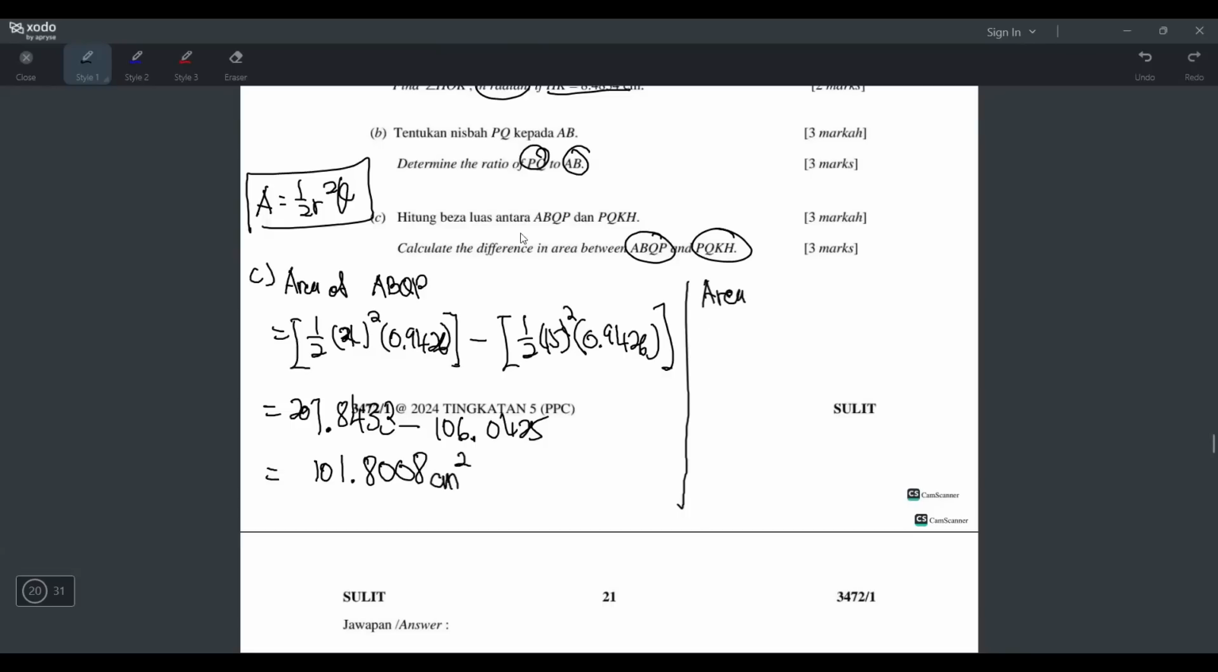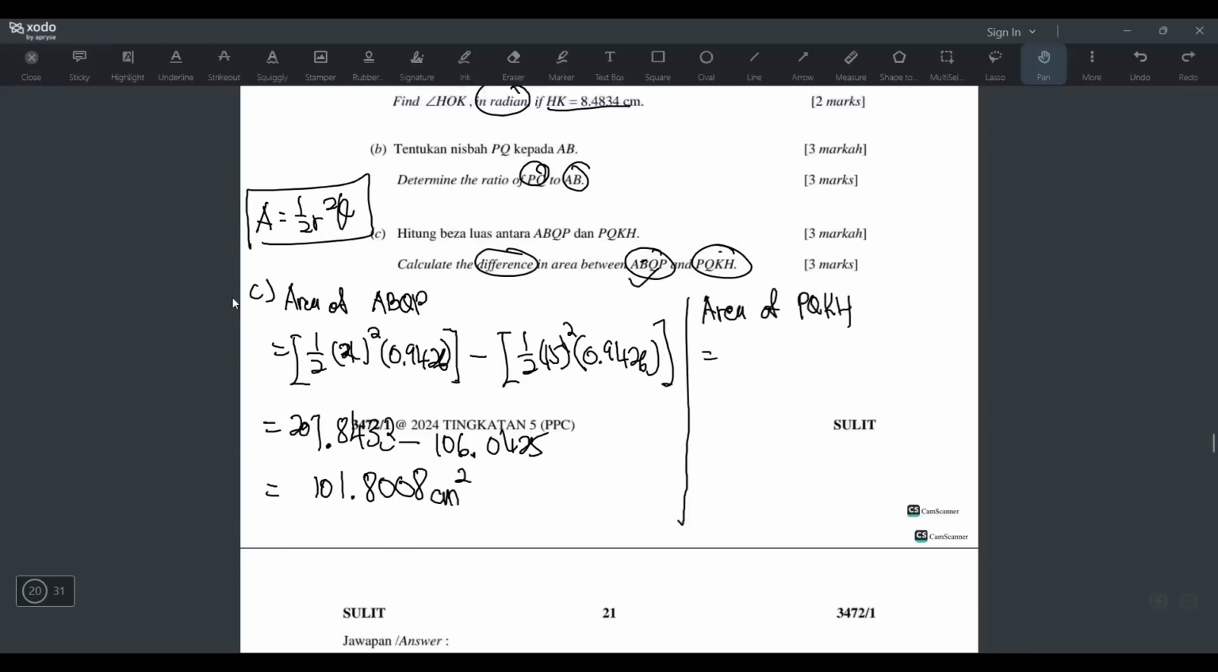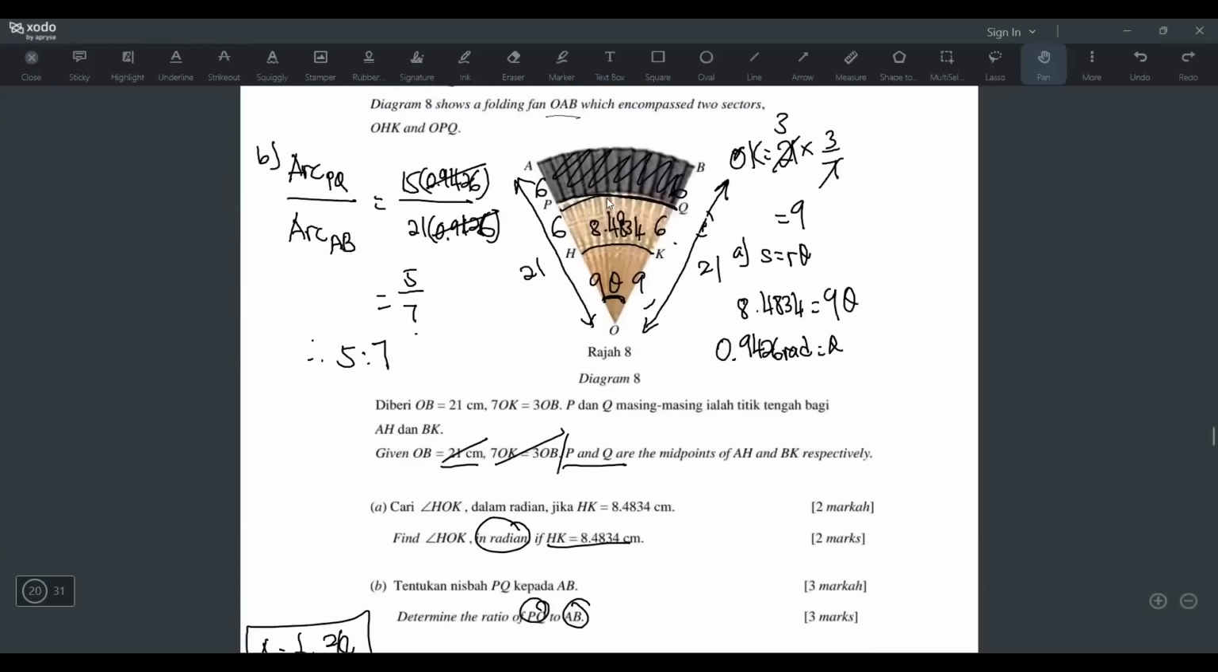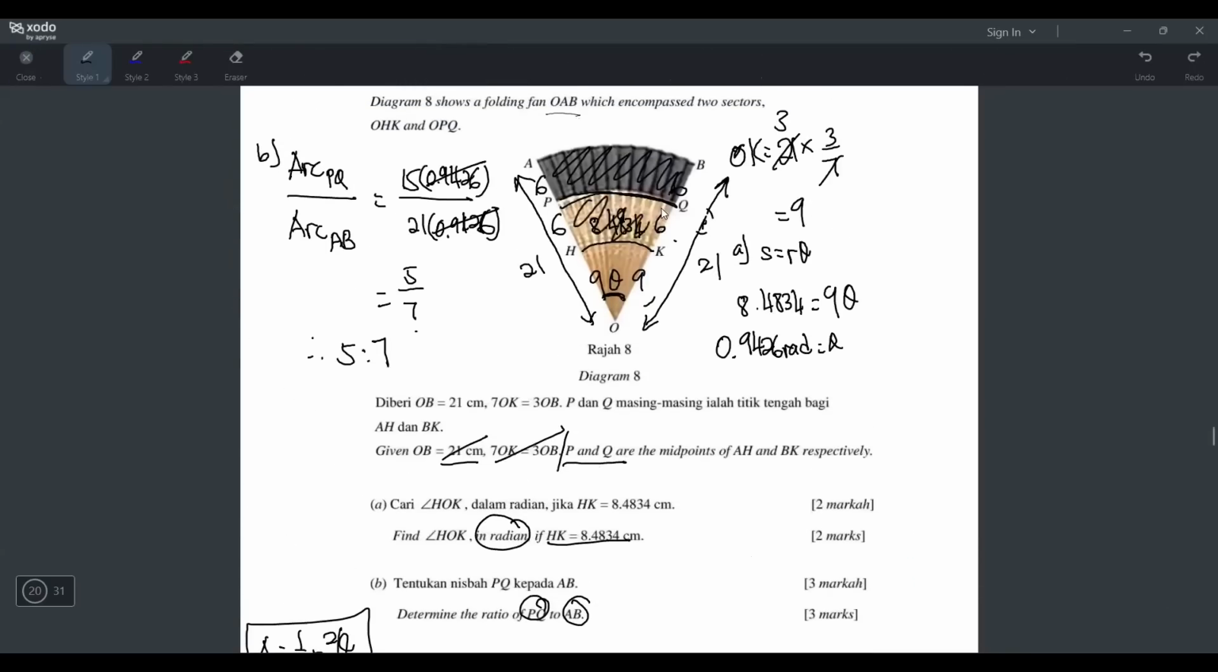It's not over yet. They want to find the difference in area between these two, right? So I only finished finding the ABQP area. I still need to find the area of PQKH, and then later take the difference. Okay, how to find PQKH? PQKH is this one, right? So the method we use is to take the area of this big sector, the OPQ sector, minus the OHK.